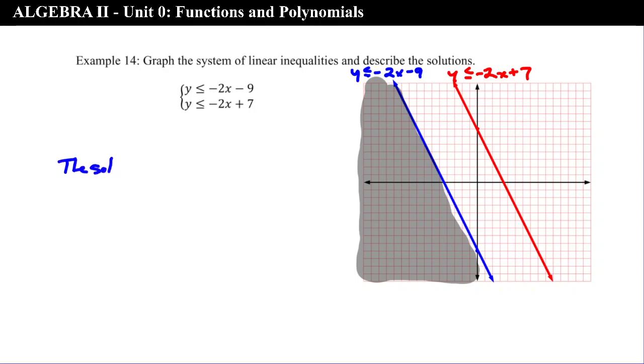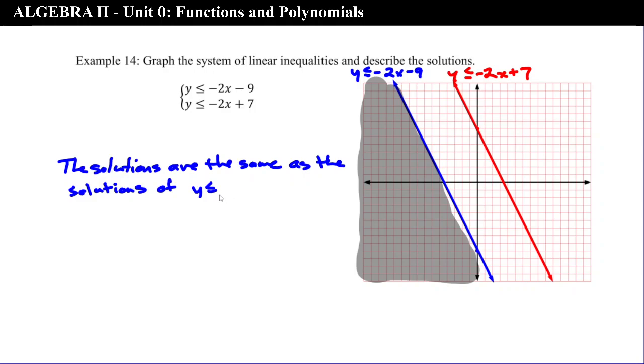Here's how you can notate what the solution is. The solutions are the same as the solutions of y is less than or equal to negative 2x minus 9. Because if we graph that by itself, this is what the solutions would be, even if we didn't graph the second inequality. So therefore, these would be our solutions for this graph.